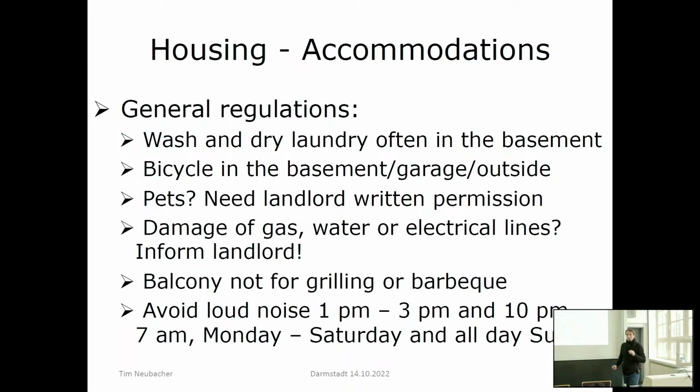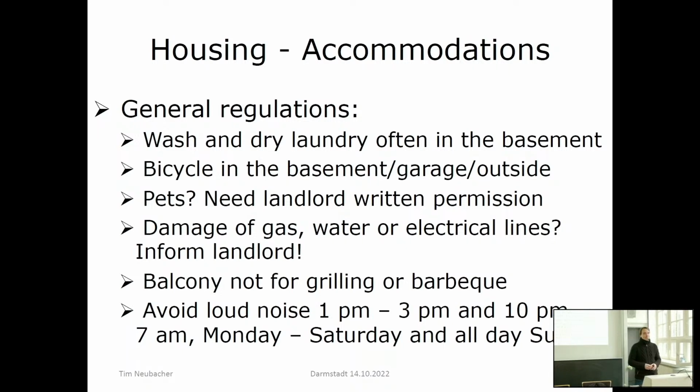Bicycles, depends. Probably it's possible to park them in the basement, probably there's a specific garage outside for bikes, or a garage in general, or probably you just have to leave them outside. If you have a backyard in Darmstadt, put your bikes in the backyard. A lot of stolen bikes in Germany, and Darmstadt specifically, right? So specifically if your bike has some worth, try to put it in the back of your house.